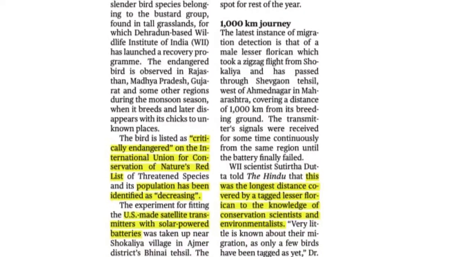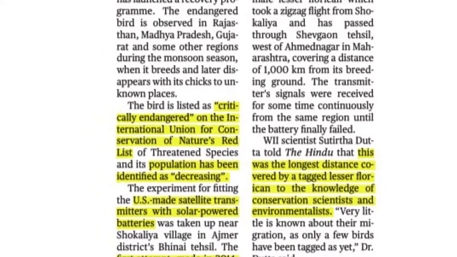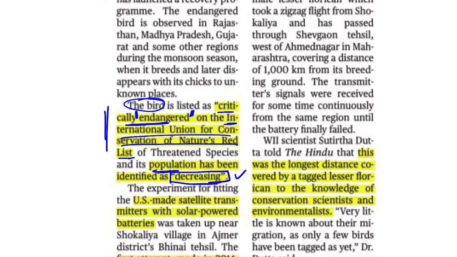Next is the error in the Hindu. It says the bird is listed as critically endangered on IUCN red list, and we have seen that it is not critically endangered, it is only endangered. Please note. The population trend of this bird has been identified as decreasing. This is correct. The population is decreasing of this bird.